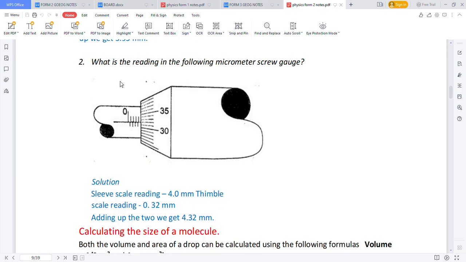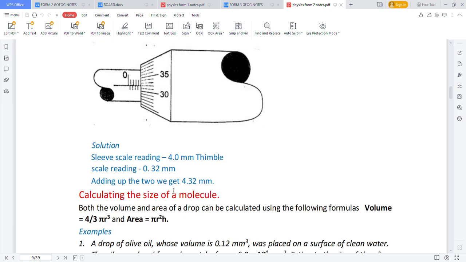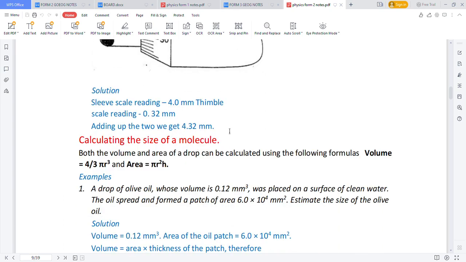Let's come to example 2, the sleeve scale reading. It is at the fourth mark. Then it is coinciding at which point? It is coinciding at 32. So we multiply 32 times the accuracy of 0.01, and you get 0.32 millimeters. Then you add, and you get 4.32 millimeters.